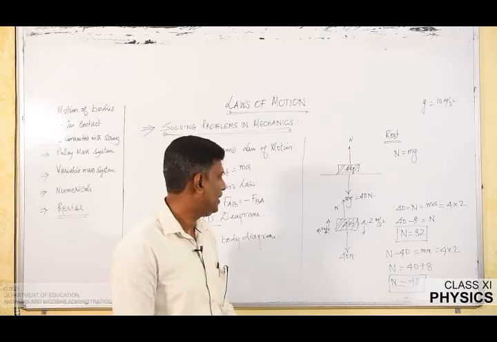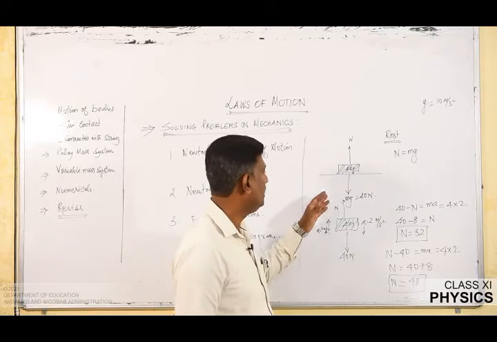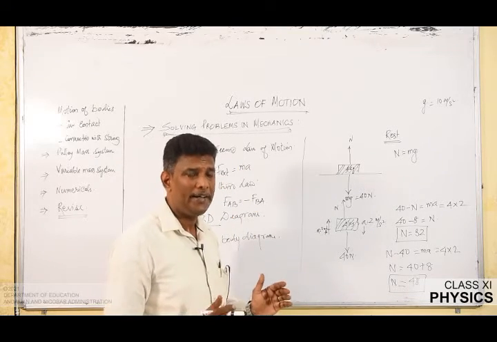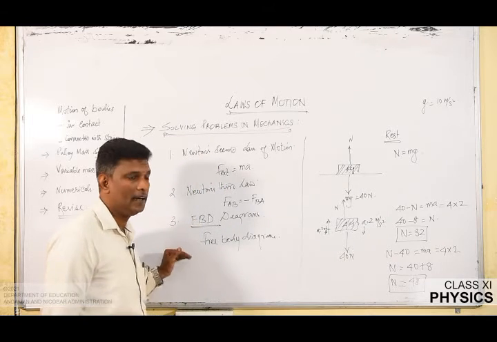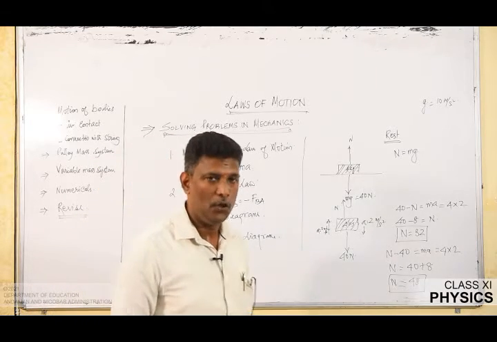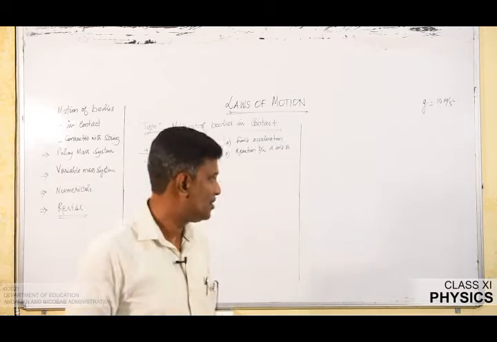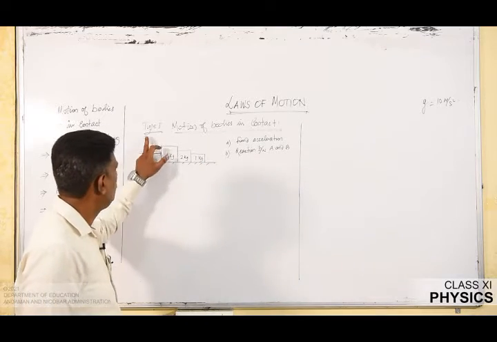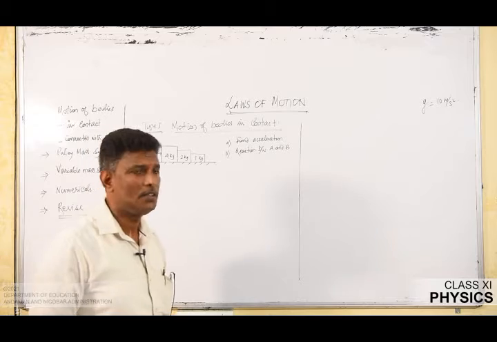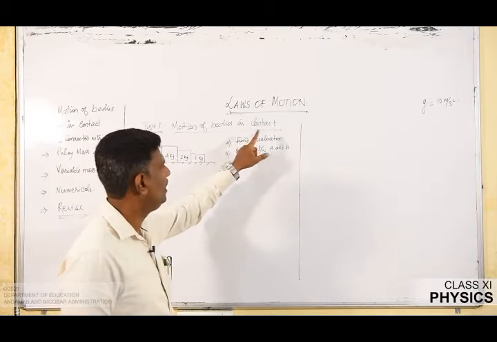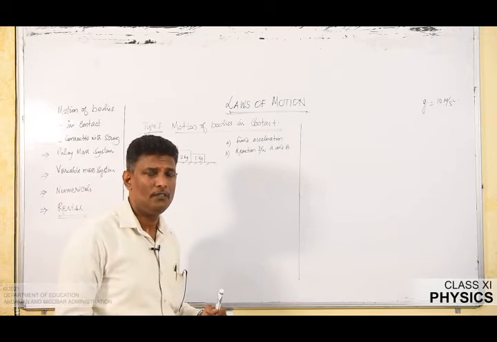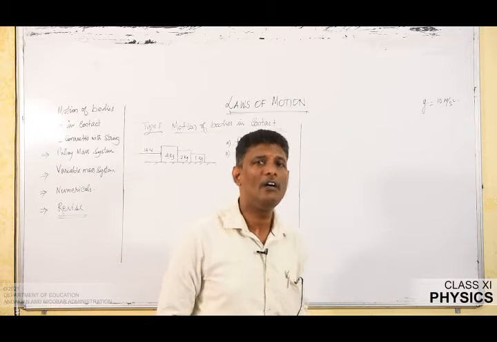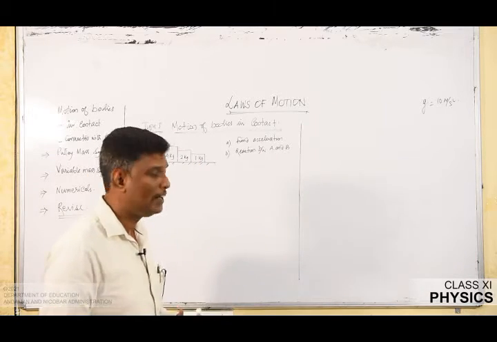This is a quite simple example. We can separate it and draw the diagram, that is called the free body diagram. Let us proceed with the numericals one by one. Let us discuss the type 1 questions, that means motion of bodies in contact. That means all the bodies which are experiencing force or in motion are in contact.